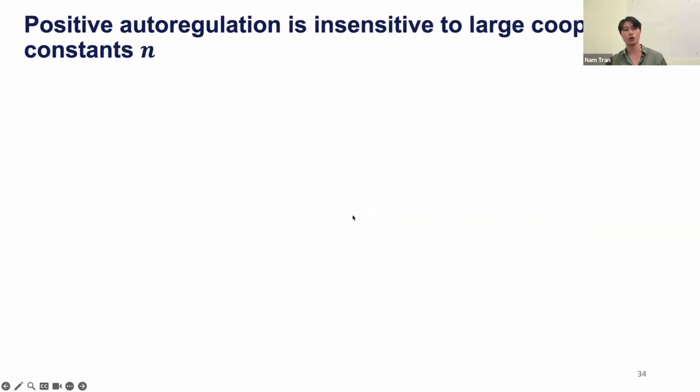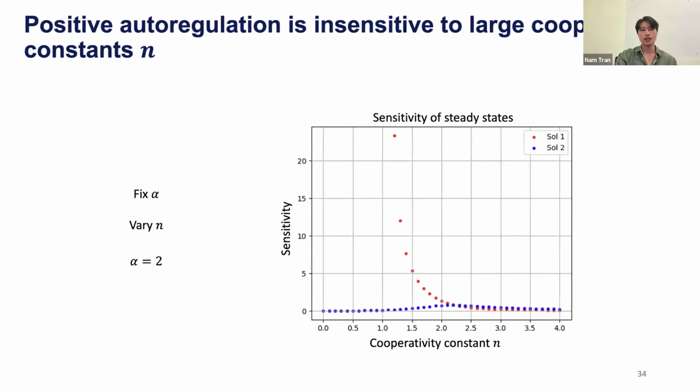So for positive autoregulation, we're now going to look at how sensitive it is to the cooperativity constant N. And we want to show that it's insensitive to large N. So again, we don't really care about alpha, so we're going to fix it to an arbitrary value, and we're going to change N. Here I'm just going to choose alpha equals 2. So here's the plot again of the sensitivity of our two steady states, and on the x-axis is the cooperativity constant N.